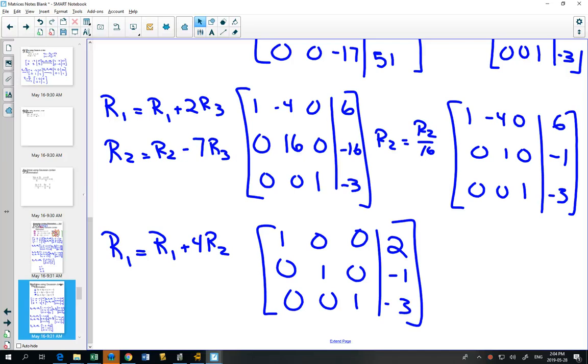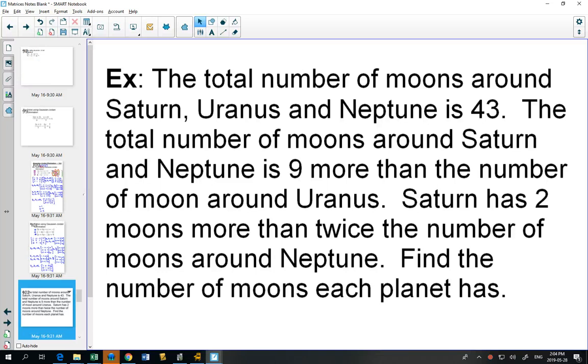So the next step, same kind of thing, but now it's in a word problem. So you have to read the word problem to create the equations, and then use the equations to create your matrix and break it down.